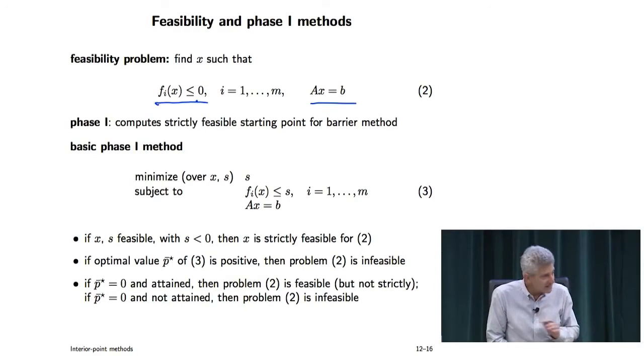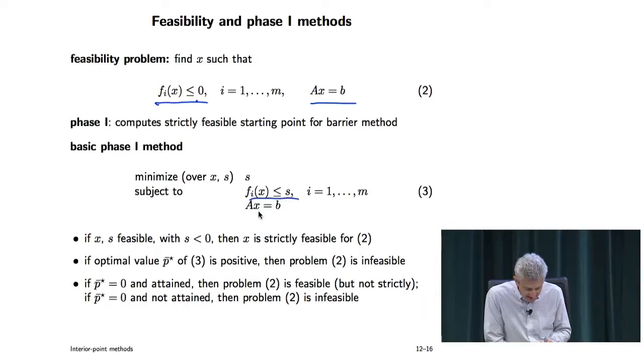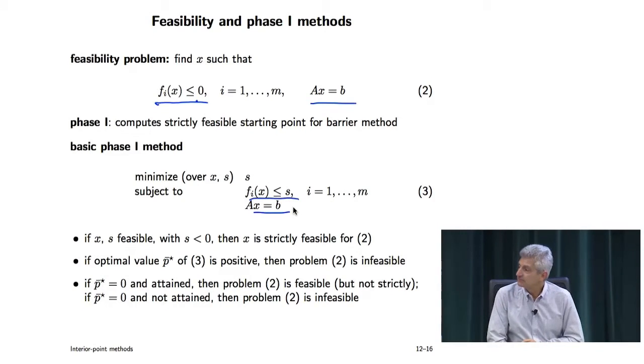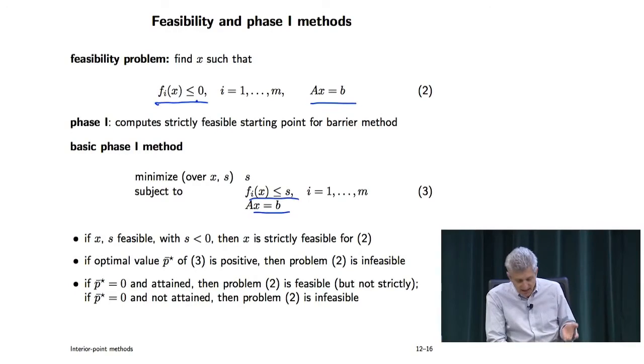Okay, so here's your basic one, 1948, goes like this. You introduce a new variable s, and you minimize over x and s, subject to f_i(x) ≤ s and Ax = b. That's it. Okay? And if you look at this, you'll realize immediately this is nothing but the epigraph formulation for minimizing the max. You're minimizing max f_i, right? That's what this says.